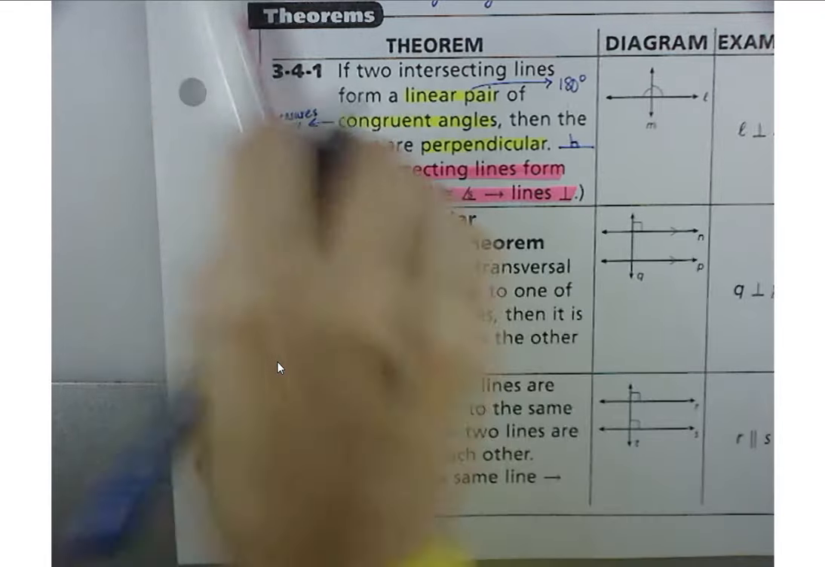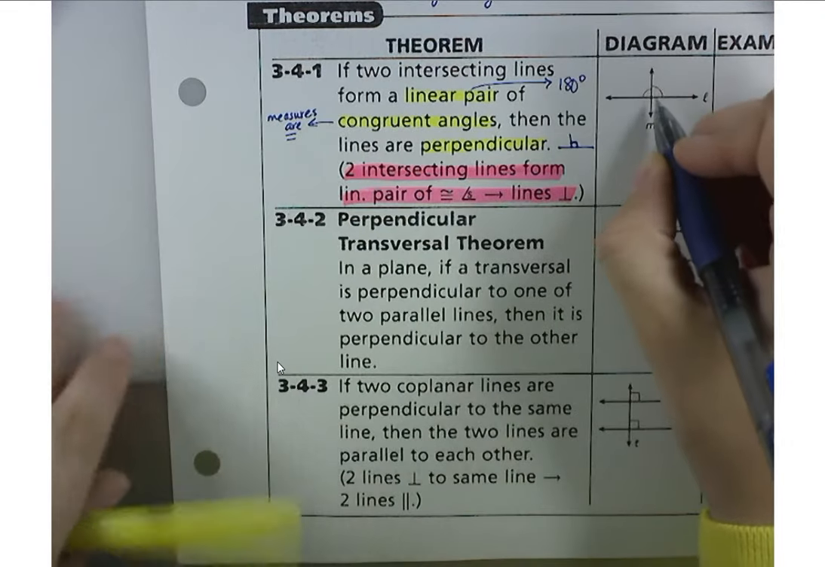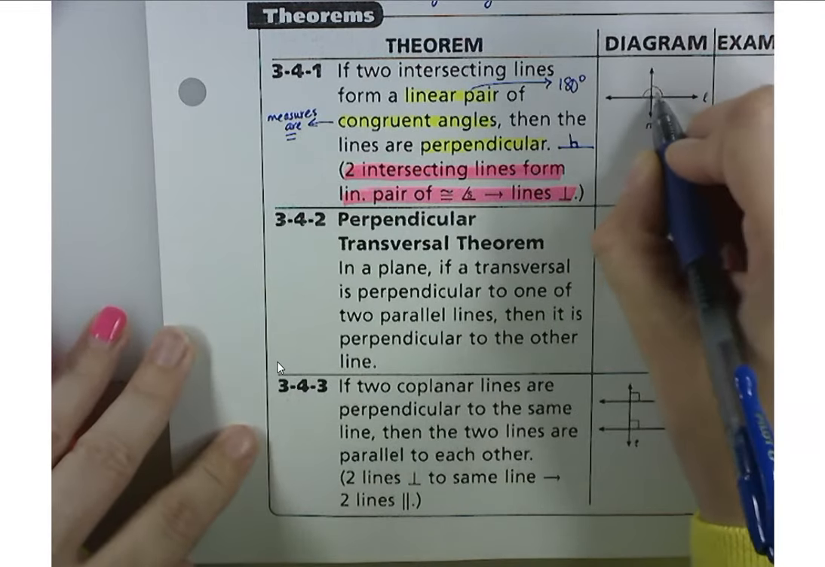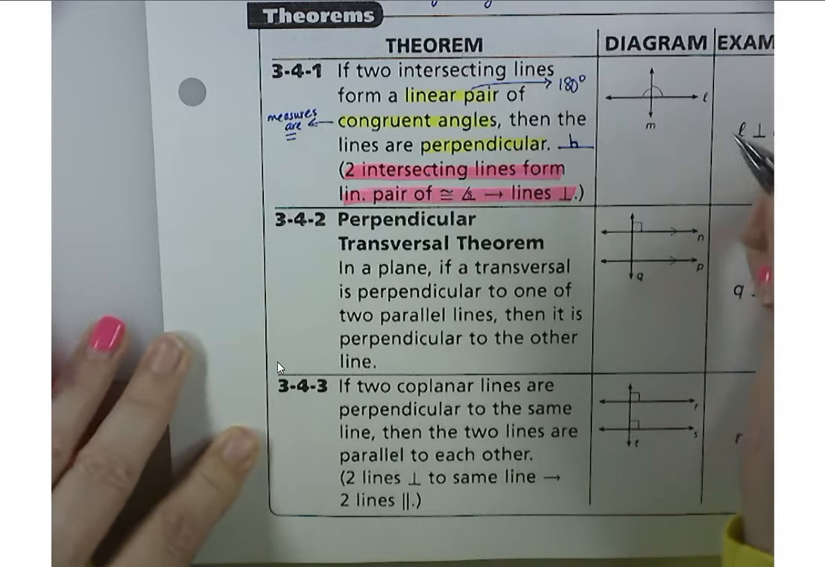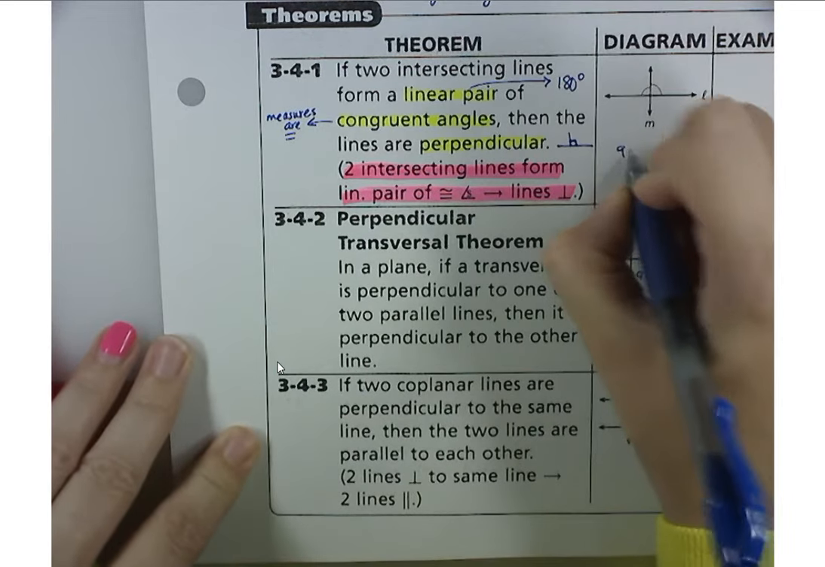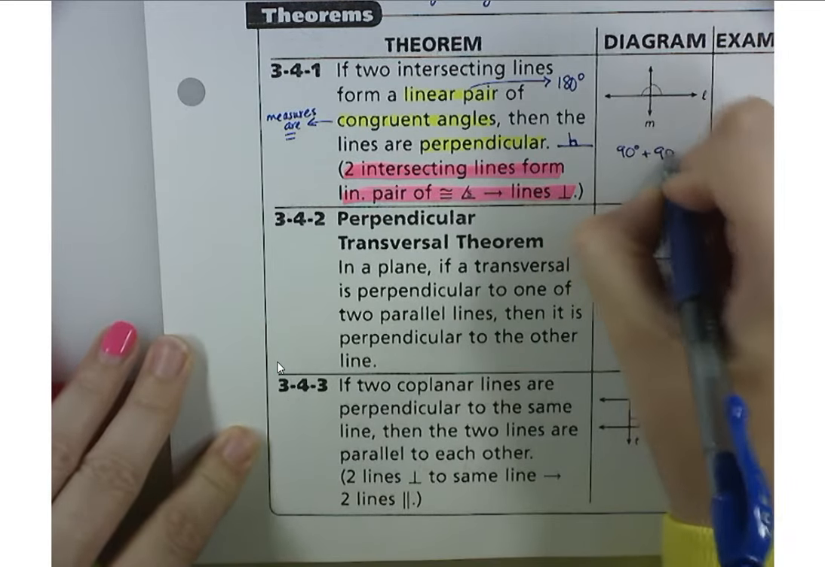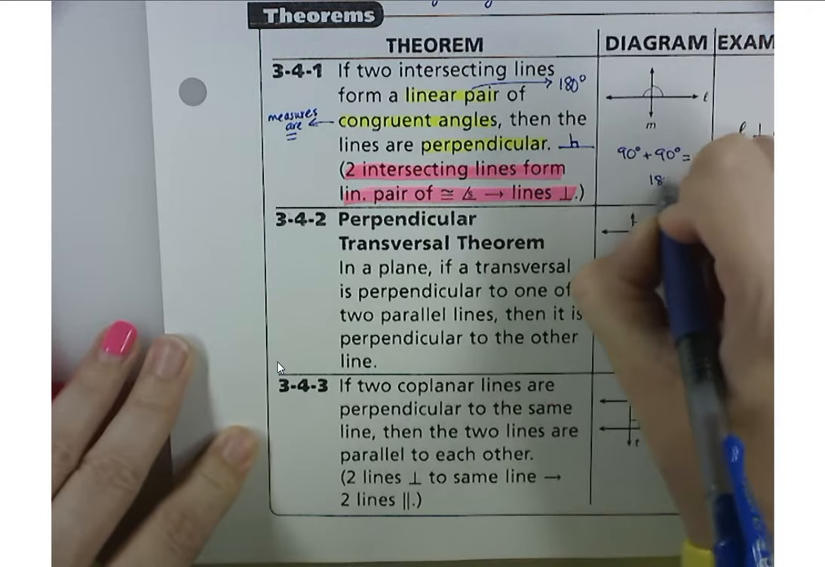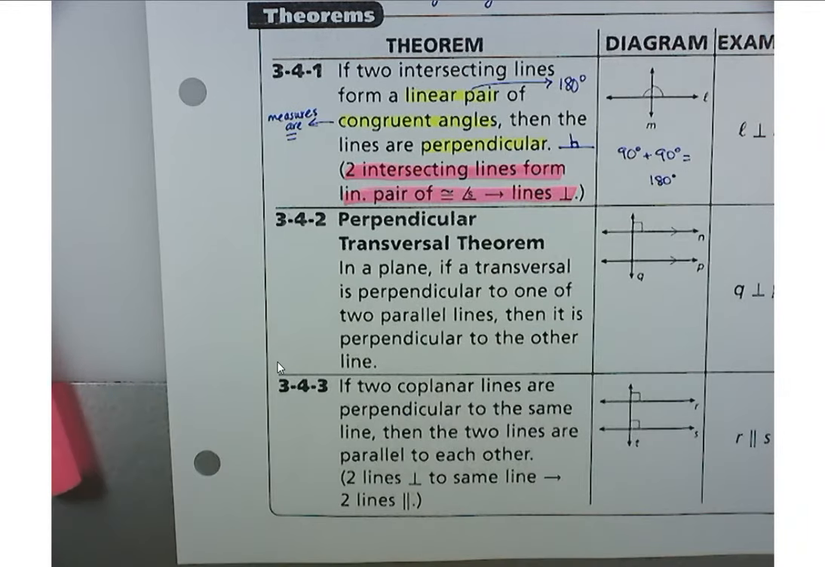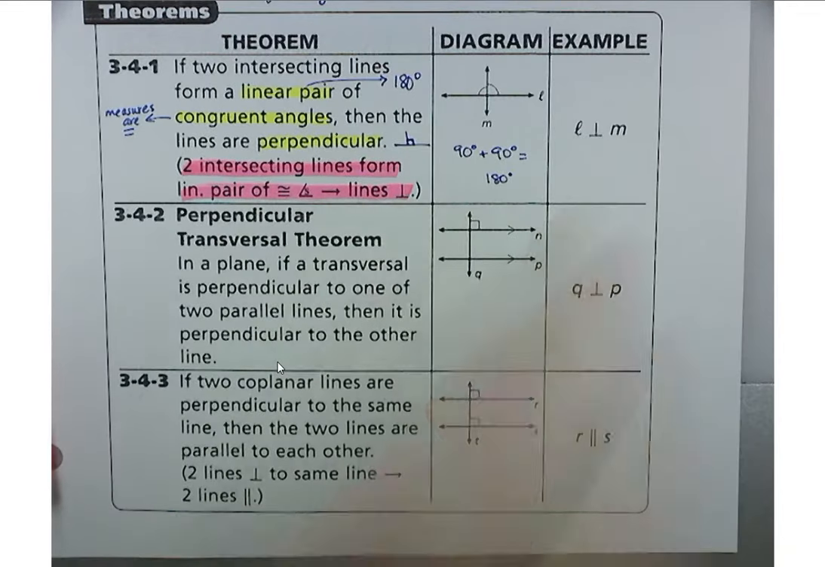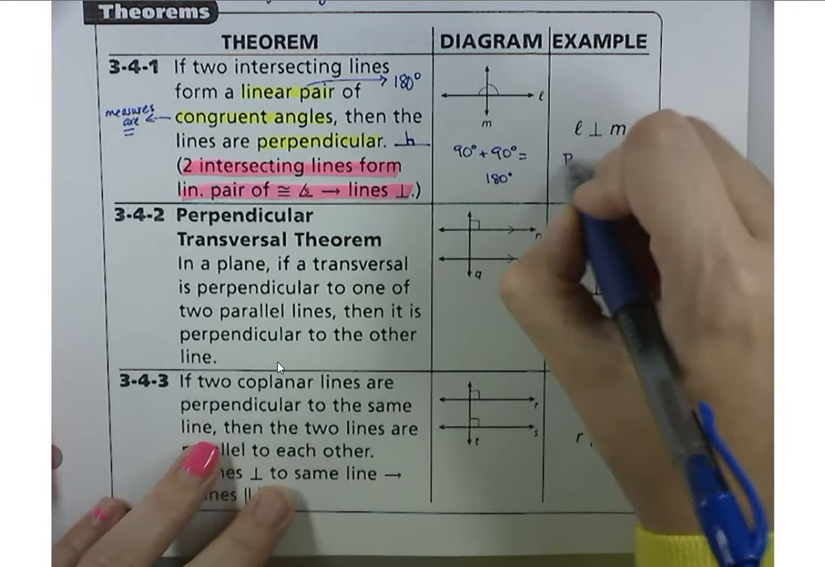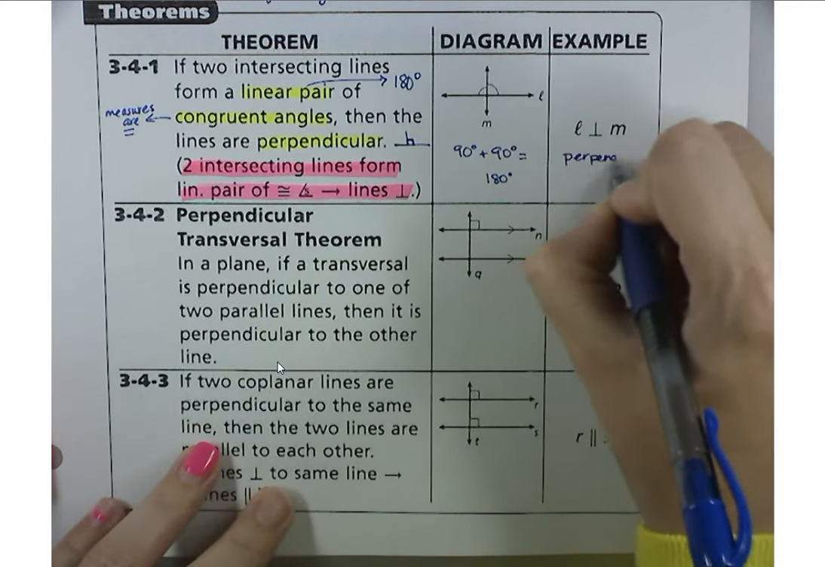Okay, so in this diagram, what they're saying is they have to add up to 180, but they have to be equal at the same time. The only way that's going to happen is if they're 90-degree angles. And if they're 90-degree angles, that means that the lines are perpendicular. So this means just that the lines are perpendicular.